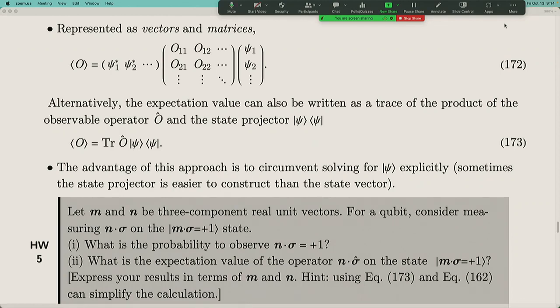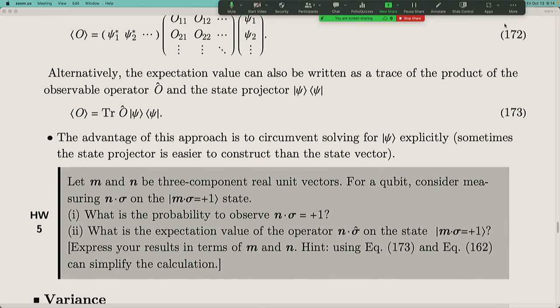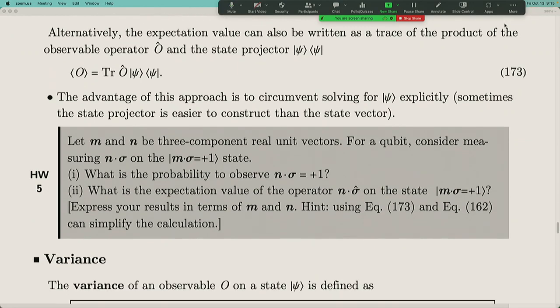So using all this knowledge, I think it's actually easy to do homework 5. But if you don't use this trace technique, you will have a hard time. So this homework 5 is providing you an opportunity, first of all, to exercise the concept of calculating probabilities and expectation values of observables, but also teaching you a trick of how to do that efficiently using this trace operation. Okay, any questions?